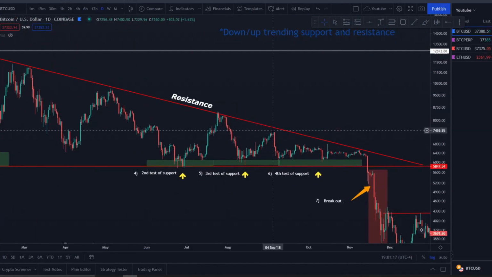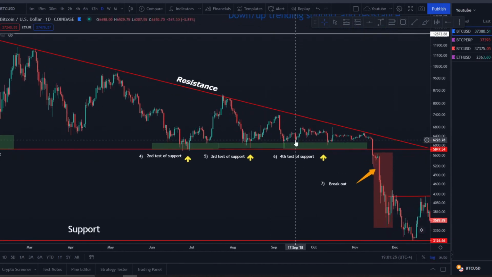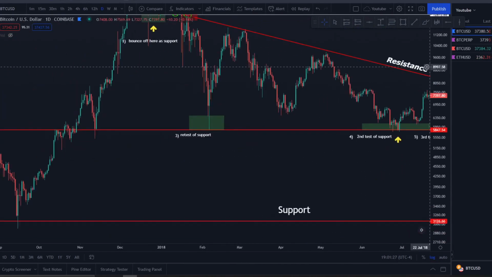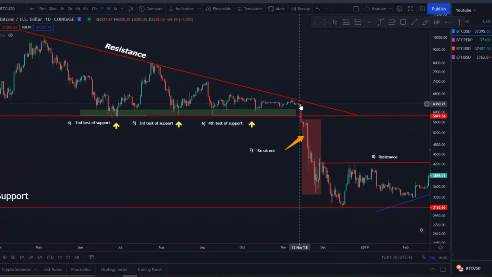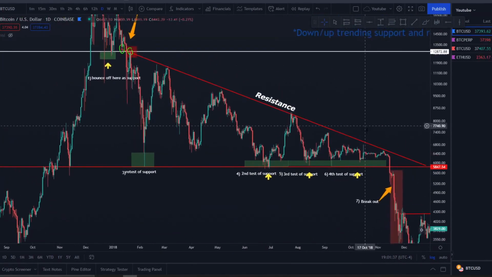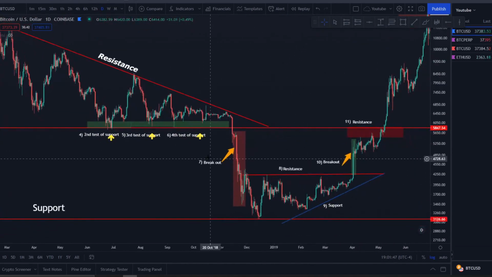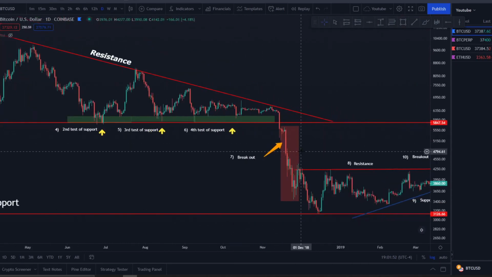But you see all the times we tested support, after so many times, it just becomes so weak. We tested it 1, 2, 3, 4, 5 times. When you test support 5 times, it's even more likely each time that it's going to break. And that's what we saw here, a breakout. Now, this is called a descending triangle. It is horizontal support and downwards trending resistance. 70% of the time it's going to break to the downside, but that's another video.